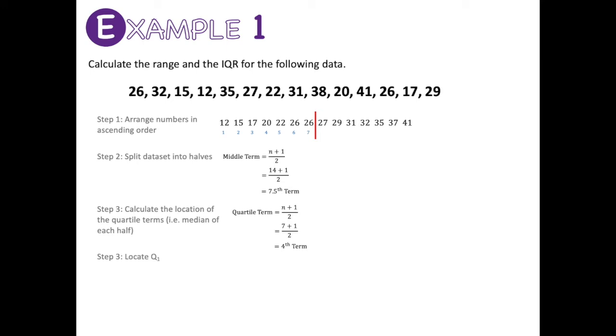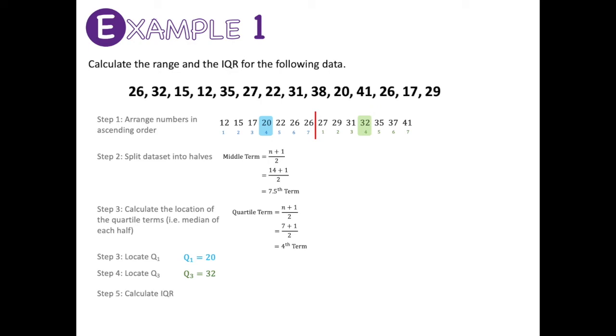So going in now, locating quartile 1 and starting from the beginning, 1, 2, 3, 4. My 4th number is going to be 20. So my quartile 1 value is 20. Now to locate my quartile 3 value, I start in my second half and I start at 1 again. So it's going to be 1, 2, 3, 4. So my 4th value in my second half is going to be 32. So my quartile 3 value is 32.